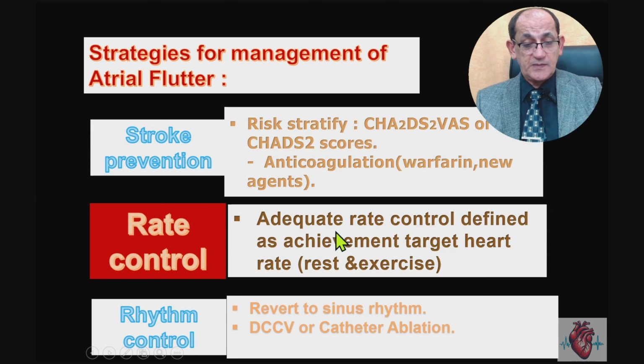Rate control: adequate rate control is defined as achievement of target heart rate at rest and exercise. Rhythm control: revert to sinus rhythm either by direct synchronized cardioversion or catheter ablation.